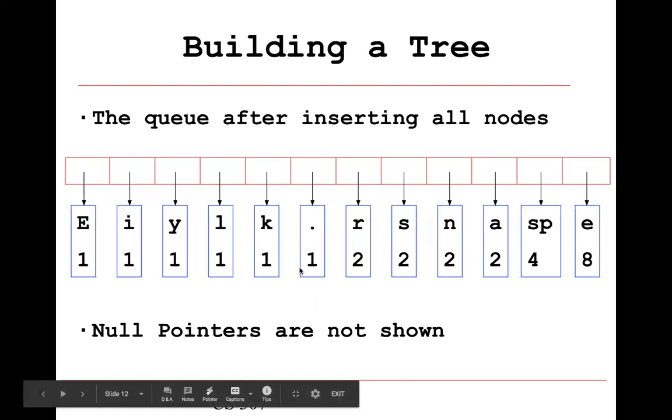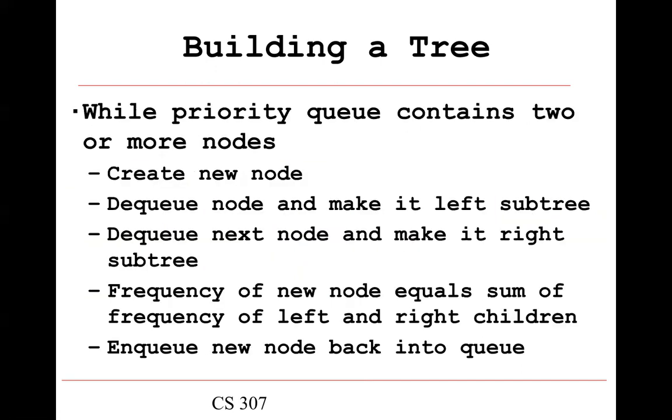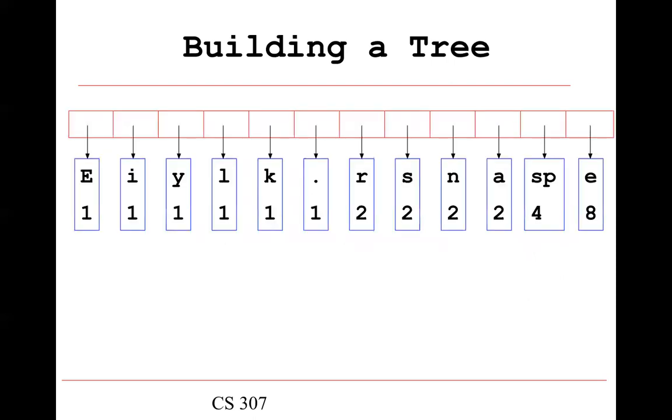So first, we place all these nodes into the priority queue. Since we pass a specific comparator, the node with low frequency will be at the top of the queue. And the algorithm looks like this. Let's just go through the process.